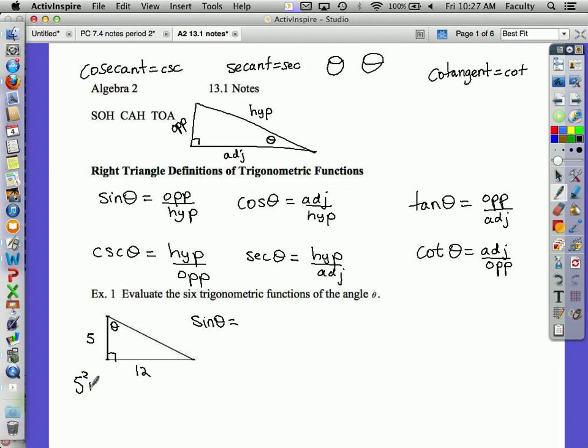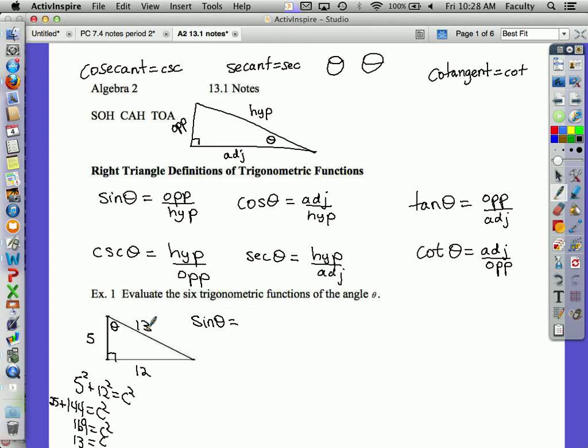This is 5 squared plus 12 squared. It does not matter what letter you use. You can use X, you can use A, B, C, whatever you want. So I'm going to use C because it's the hypotenuse. That's 25 plus 144 equals C squared. That's 169. So C is 13. This is a very common Pythagorean triple. You know 3, 4, 5? Well, 5, 12, 13 is another very, very common Pythagorean triple.